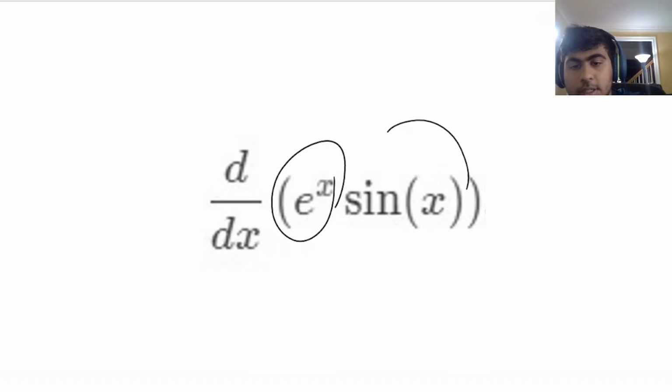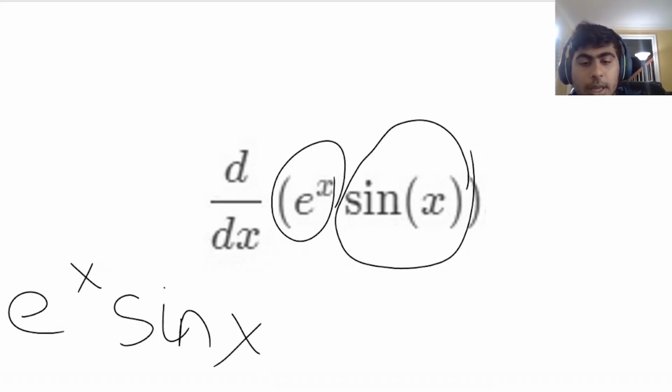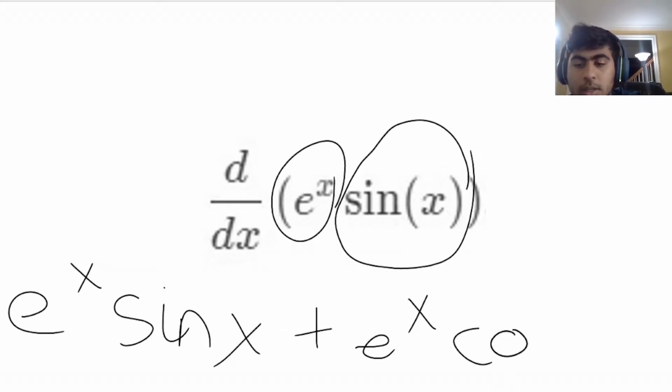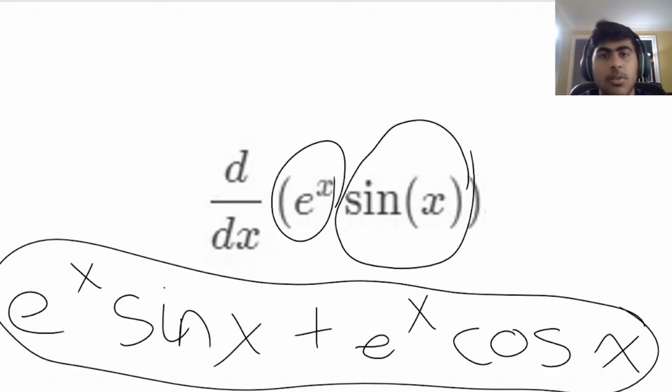Our first function is e to the x. Our second function is sine x. So we take the derivative of e to the x, which is e to the x, times sine x. And then we add that to e to the x times the derivative of sine x, which is cosine x. So it's going to end up being e to the x sine x plus e to the x cos x.